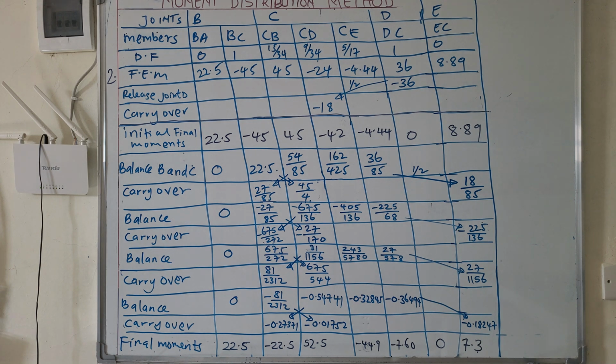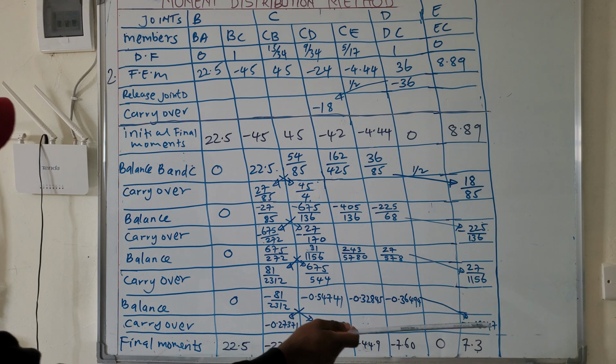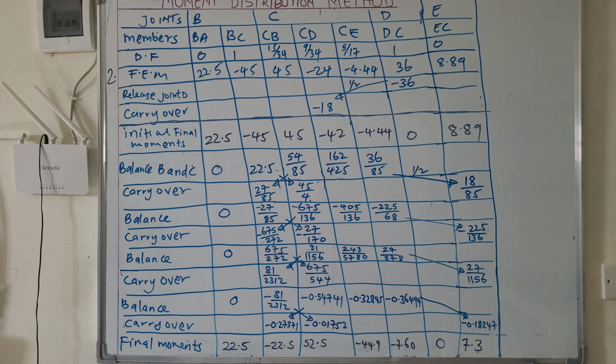So a half of this to the opposite member, which is BC, this is the value. A half of this to the opposite member, this is the value.